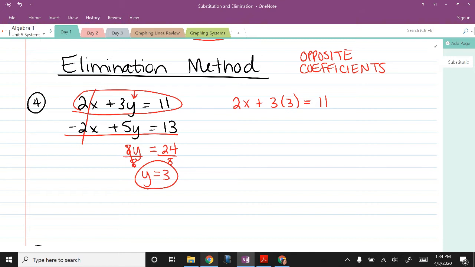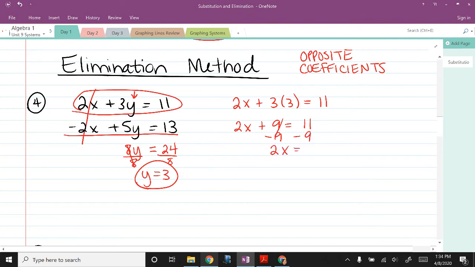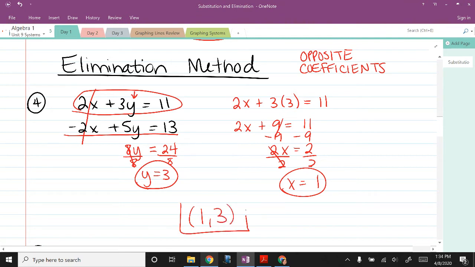So 3 times 3 is 9. So I have 2x plus 9 equals 11. Solving for x, so I'm going to subtract 9 on both sides. 2x equals 2, divide by 2, and x equals 1. So now I have my x and my y. The solution is the ordered pair 1, 3. Make sure you write it as an ordered pair, x and then your y.